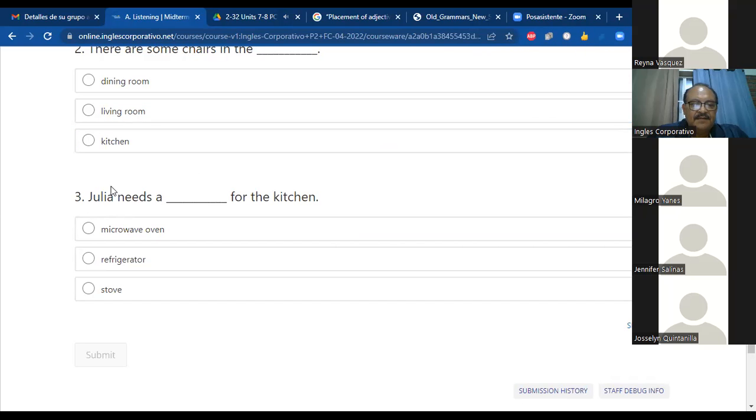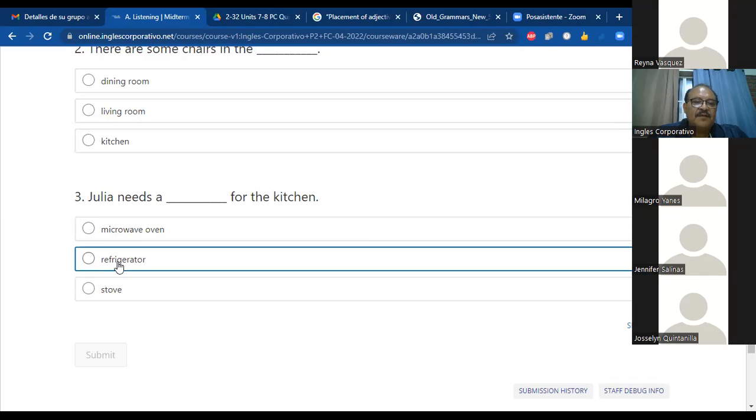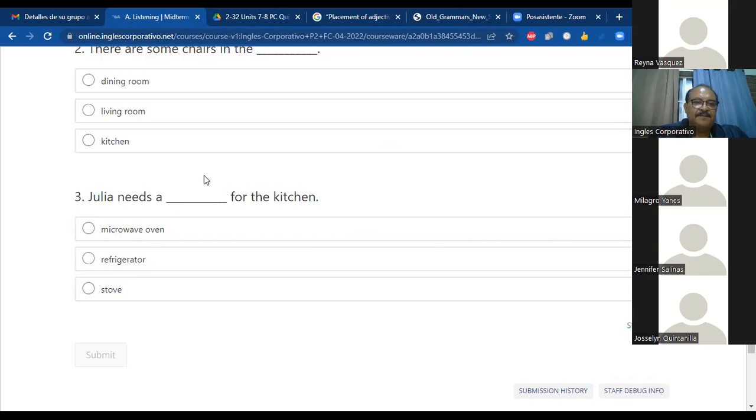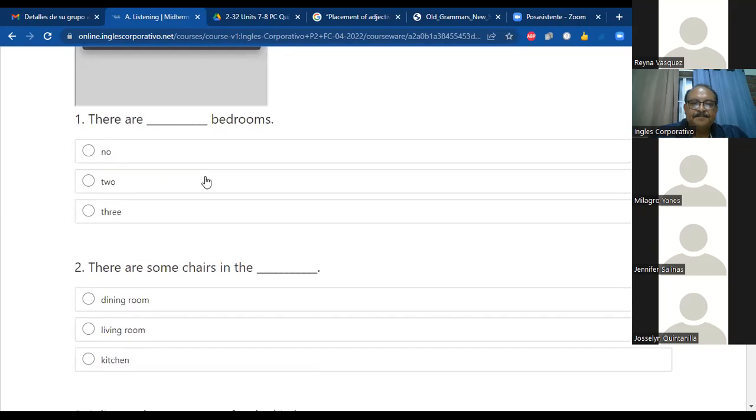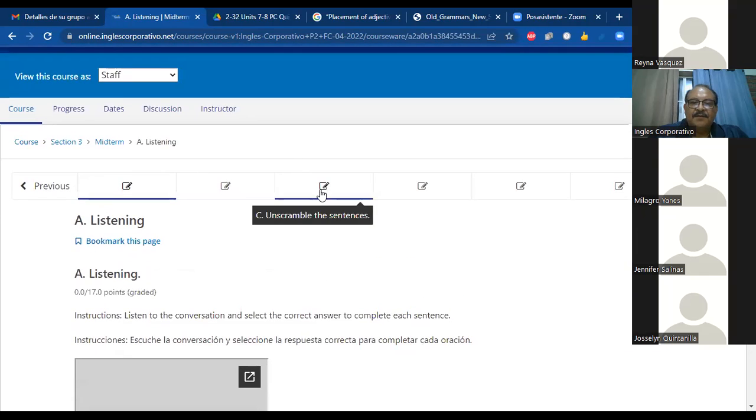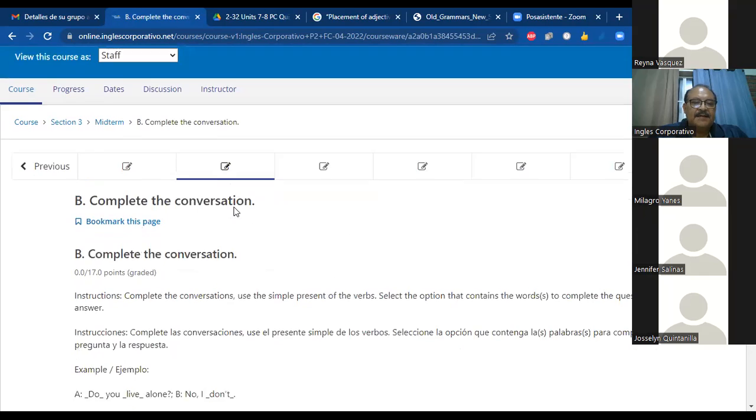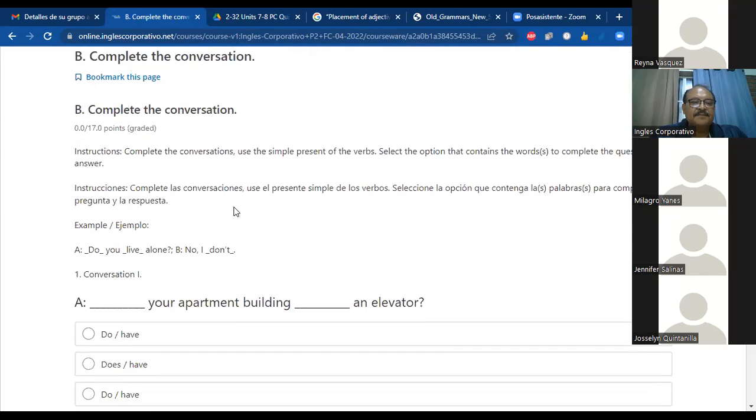Okay, lo que Julia needs, aquí está, microwave, refrigerator, or stove. Okay? That's the one. The next one is the complete the conversation.